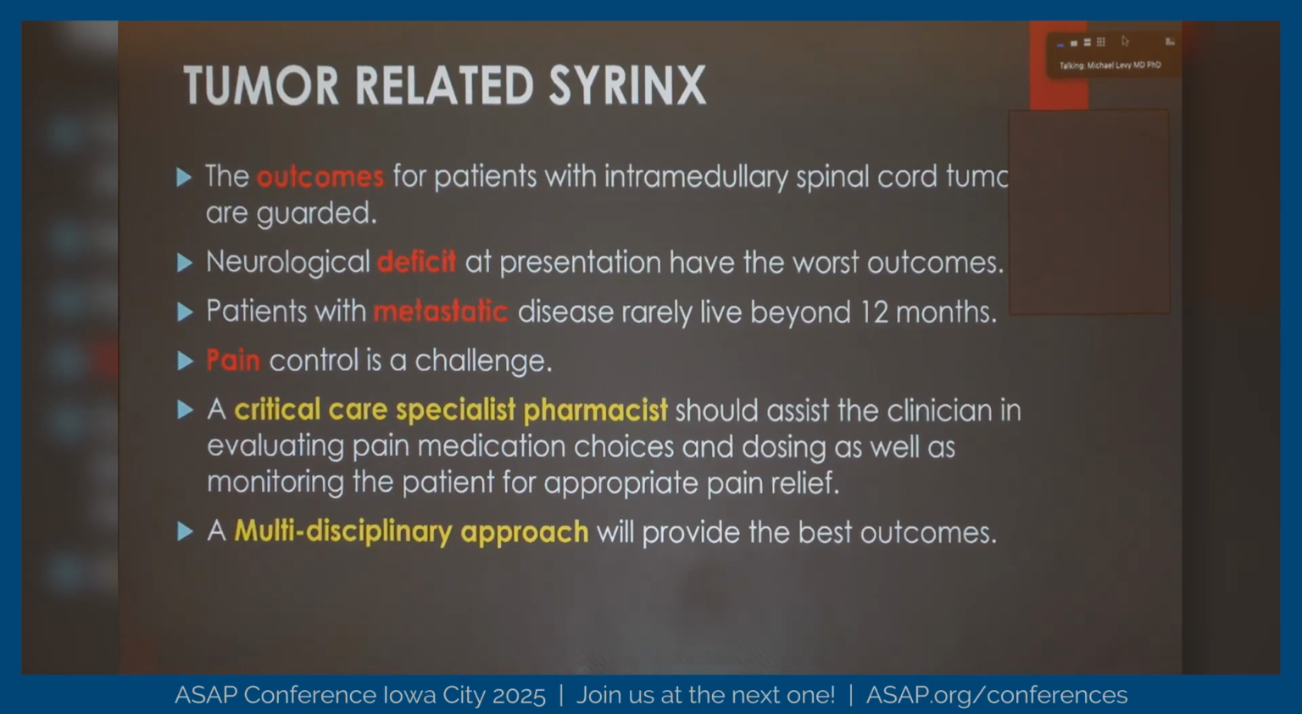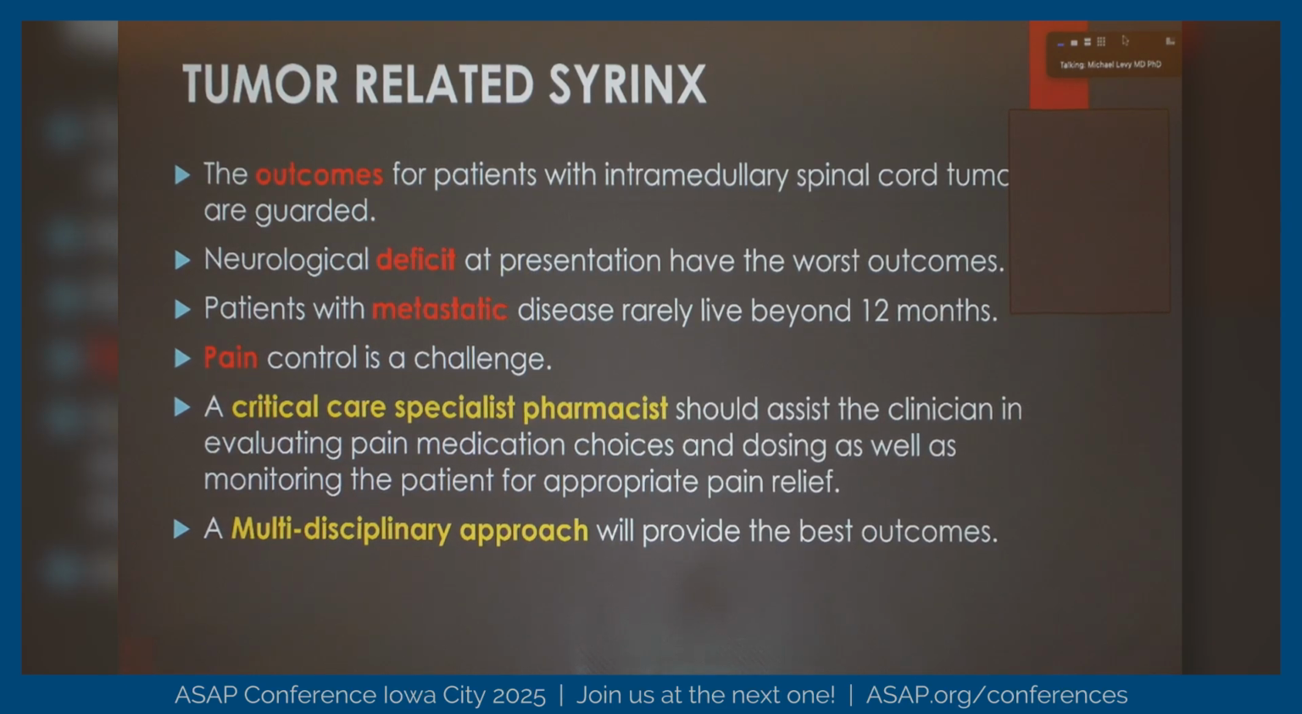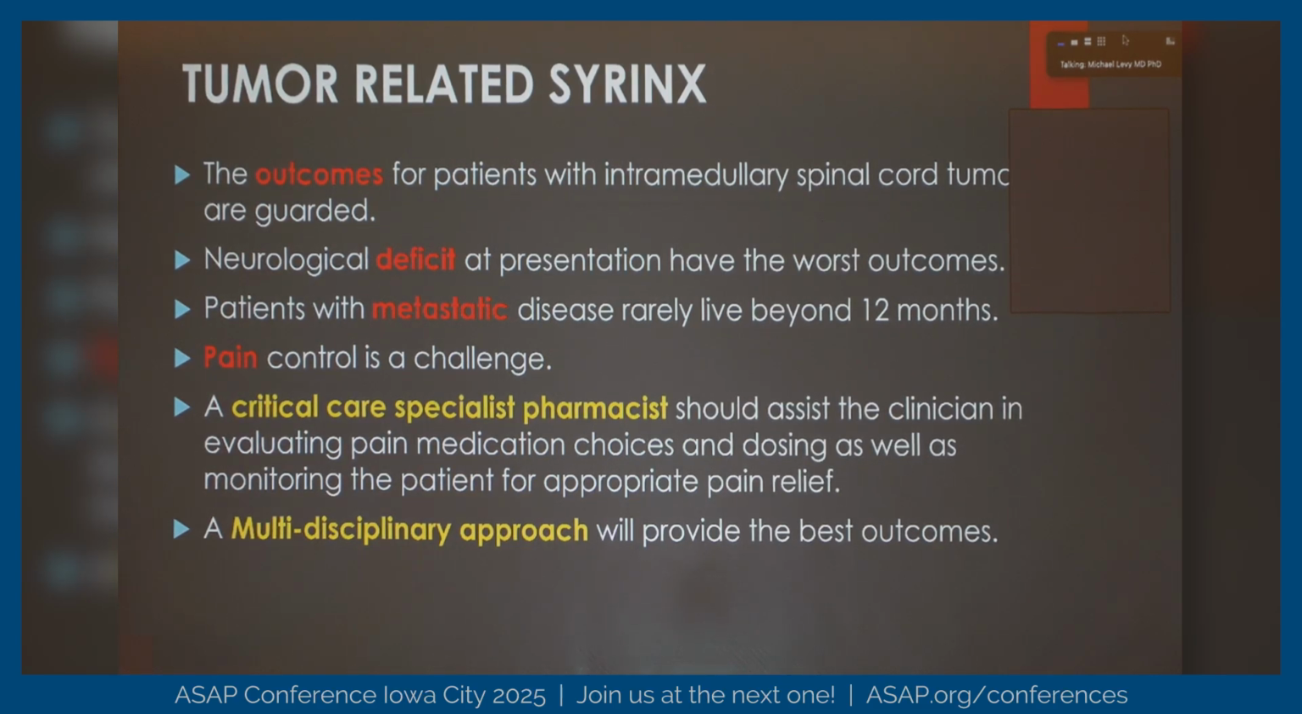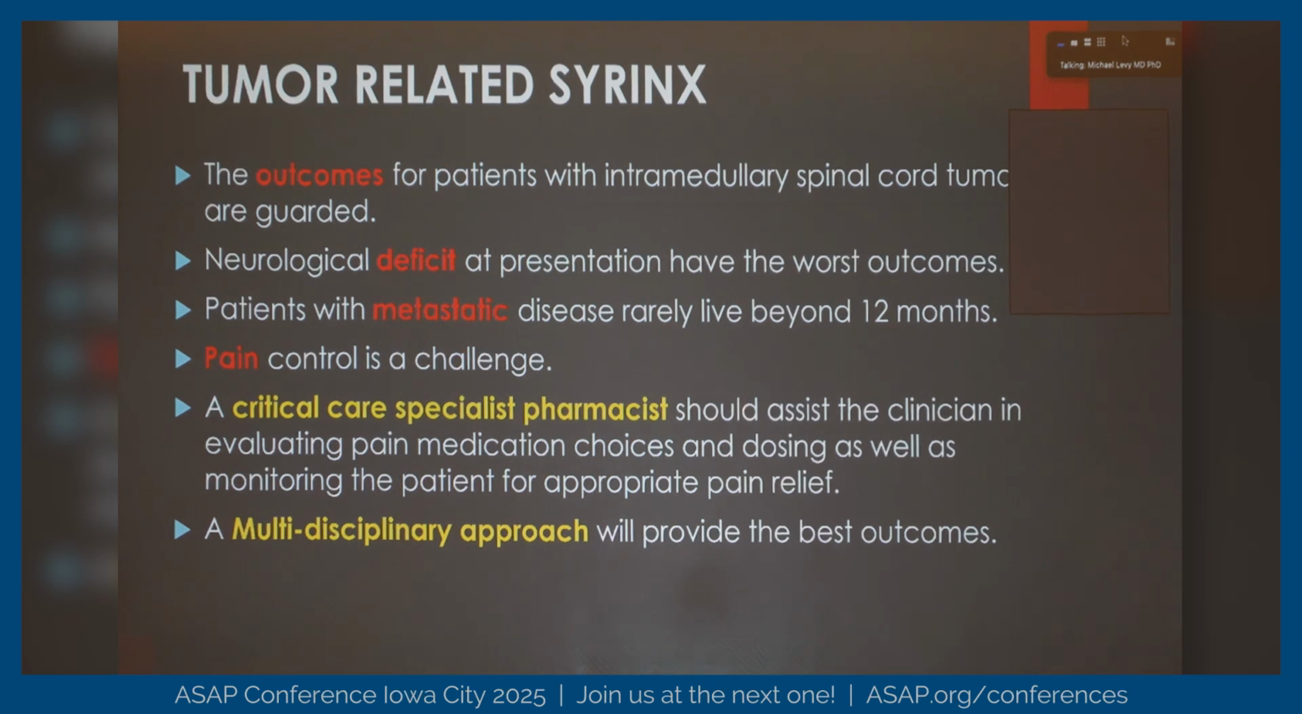The outcomes for patients with intramedullary spinal cord tumors tend to be guarded. Those patients presenting with deficits at the time of presentation have worse outcomes. Metastatic disease, whether there's a syrinx present or not, tends to be associated with significant mortality, with most patients rarely living beyond 12 months, much more significant in the adult and the pediatric population. Pain control, almost universally a challenge.